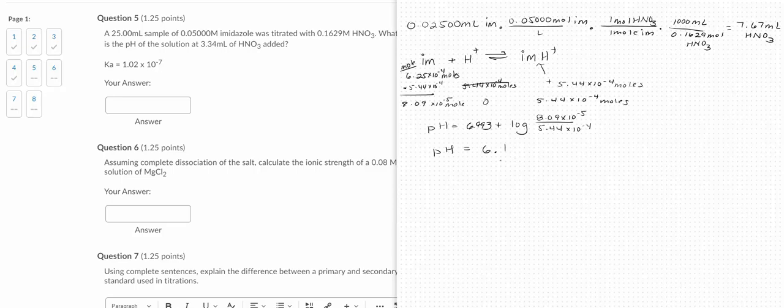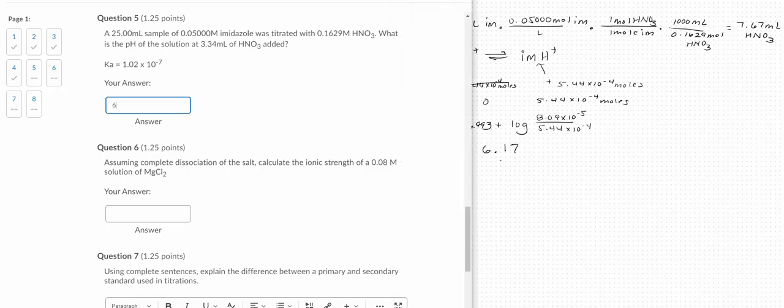And I end up with a new pH of 6.17. So I would enter 6.17. This is another situation where I do expect your numbers to be different.